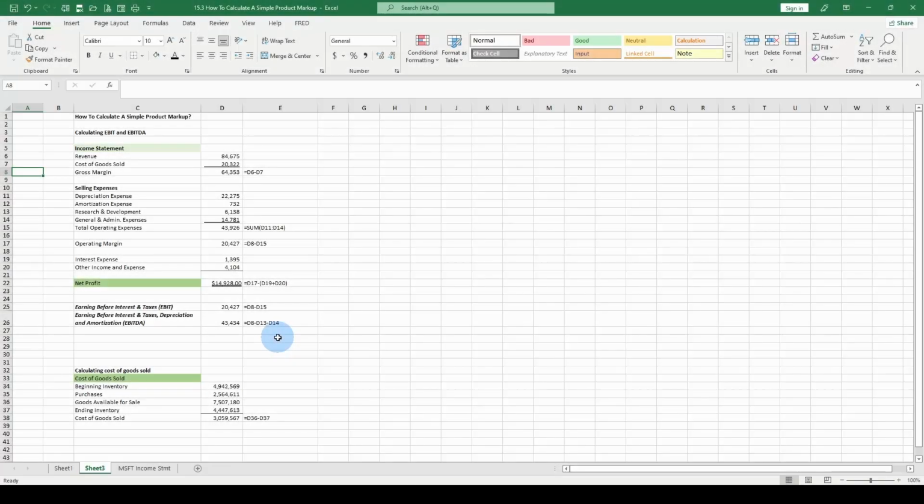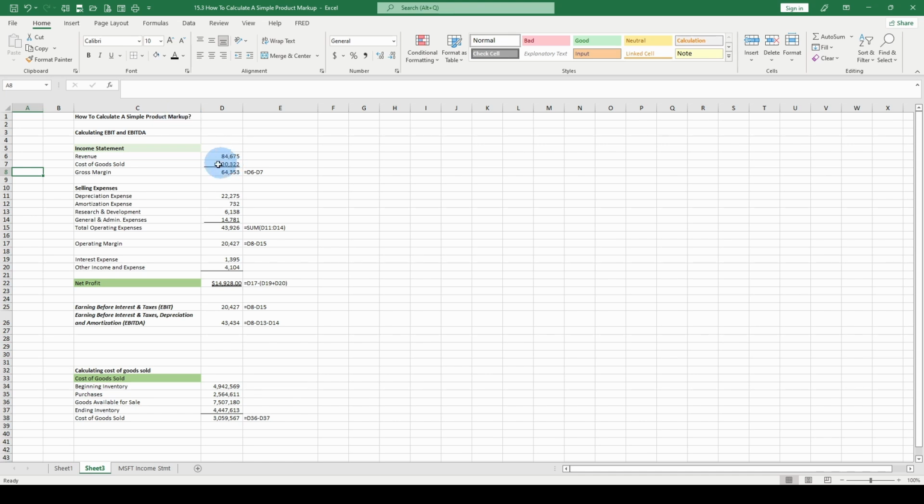We're going to use just this example here. What they mean by simple product markup really comes down to your margin. And your margins are based off of what you can sell your, let's say you're selling shoes. What's your markup? That's the simple product markup.